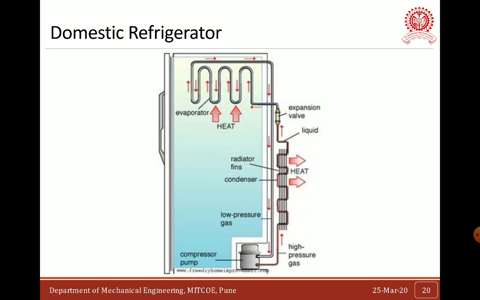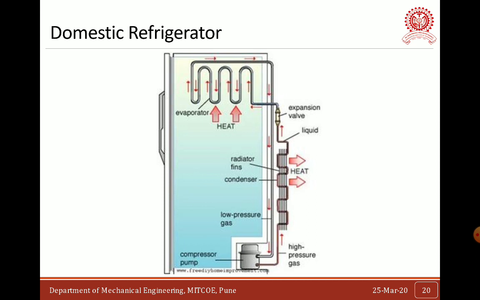This refrigerant, by taking heat from the surrounding, gets converted from liquid to vapor, and that's why this heat exchanger is called an evaporator, where refrigerant gets converted from liquid to vapor. Then this low pressure, low temperature vapor refrigerant is again sucked by the compressor. Again the compressor compresses it, then it goes to the condenser, it gets condensed, then the expansion device and again the evaporator, and the cycle continues. This is how your domestic refrigerator works.